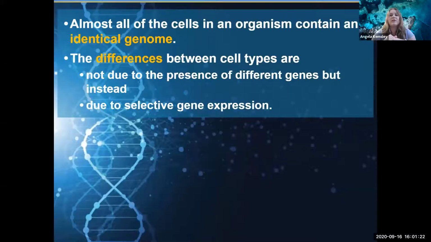Almost all the cells in an organism contain an identical genome. That's what we were talking about with your somatic cells. All your somatic cells typically have the same DNA. But the differences between cell types, between skin cells and liver cells and pancreas cells, are therefore not due to the presence of different genes. Your skin cells don't have different genes than your liver cells. What's different is the gene expression. All of your somatic cells have the same genes. The reason they're different is because of gene expression.